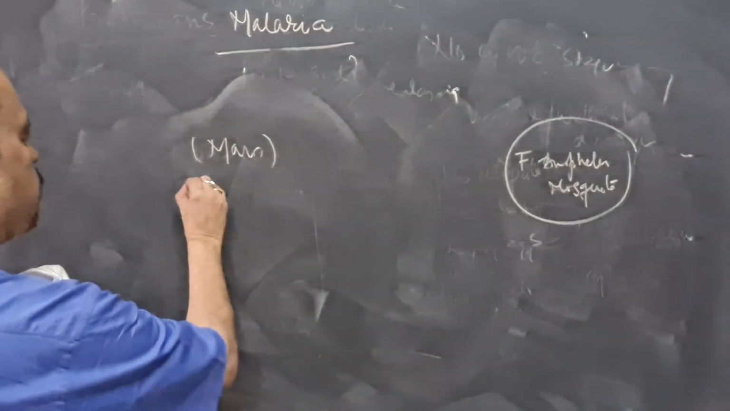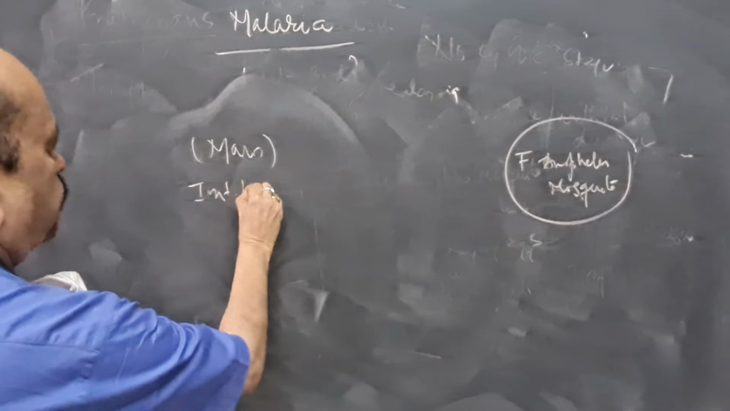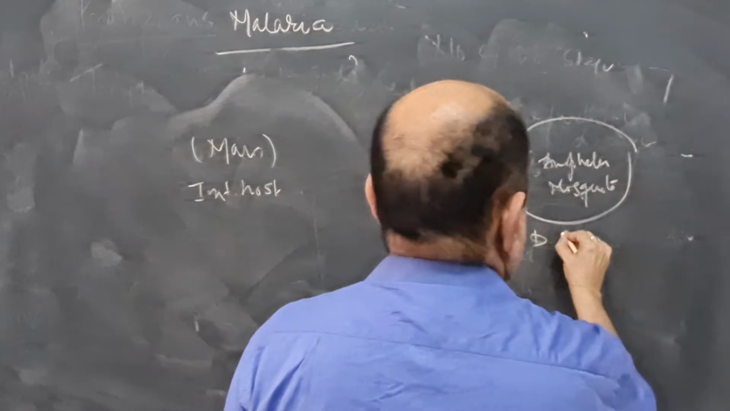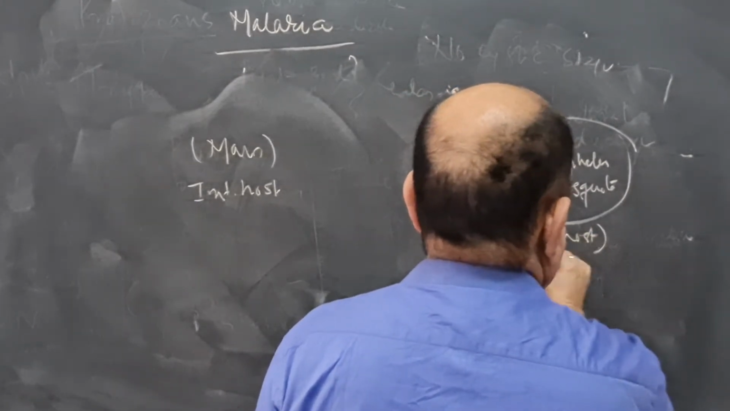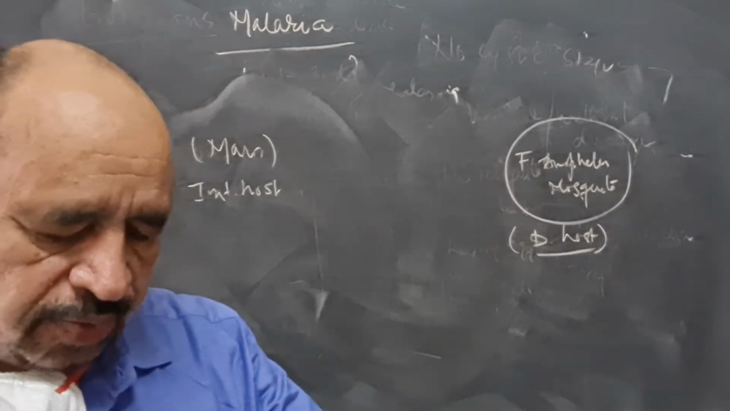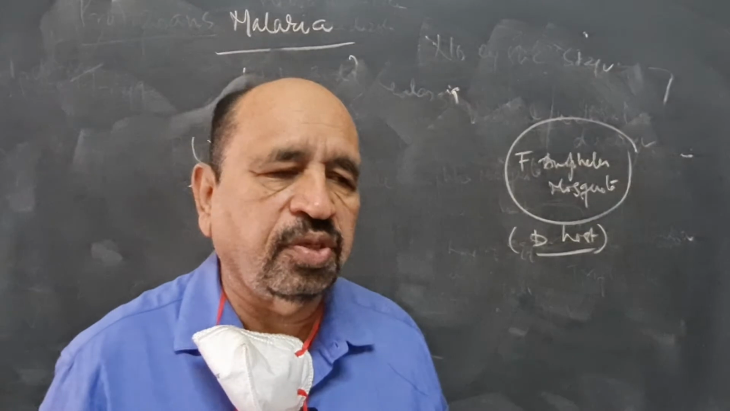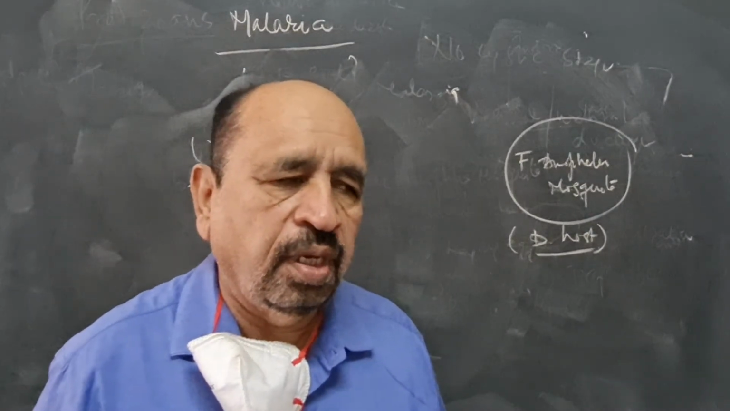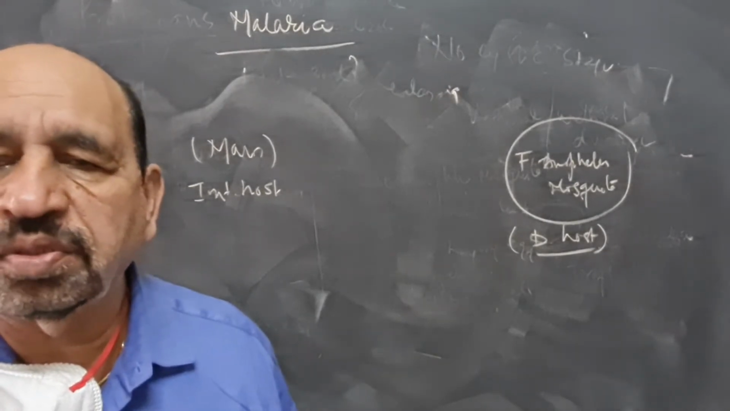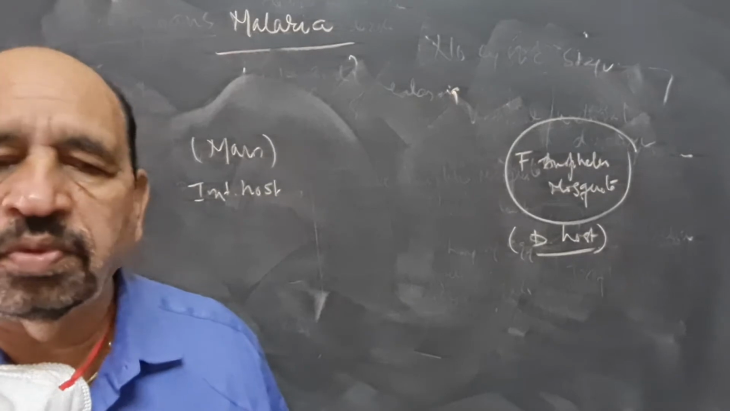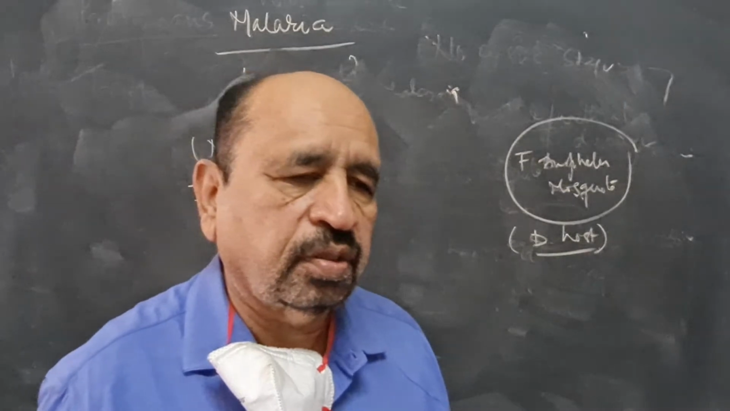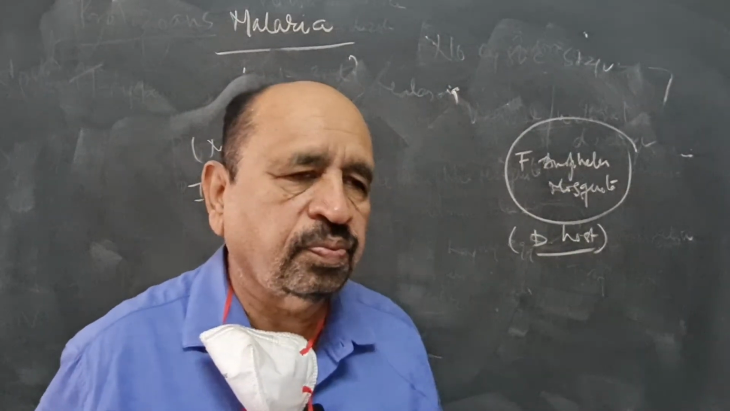Man is the intermediate host and the female Anopheles mosquito is the definitive host. What is the difference between the definitive host and the intermediate host? Ramdas, no, your name? Tell me. Gangadhar. What is the difference? Sit down.